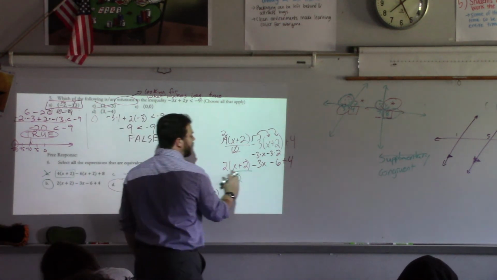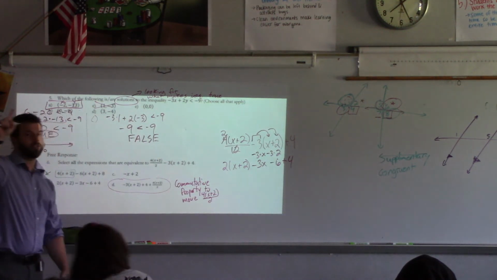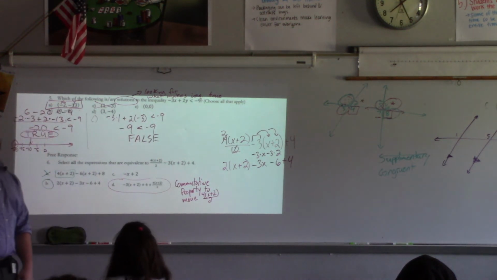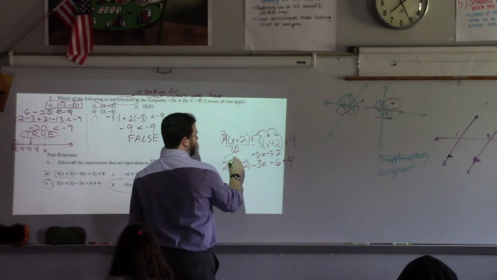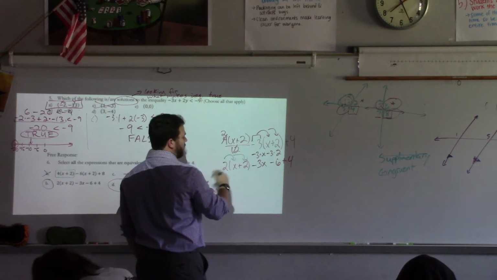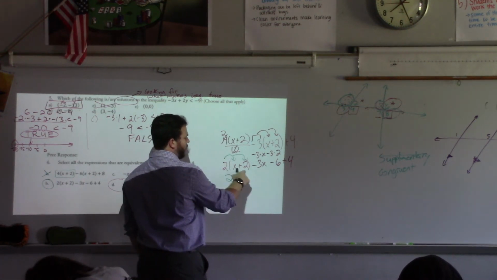What's the only thing I can do when I have an expression? Distribute or commutative property. That's it. I cannot use the division property of equality. So 2 times x, 2 times 4, or 2 times 2.